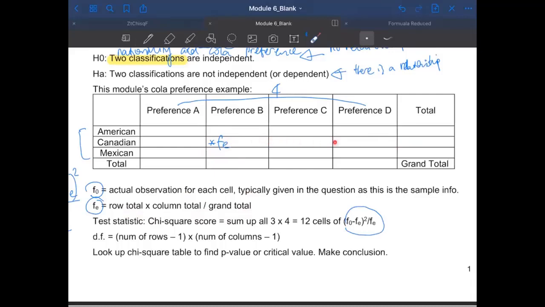You want to find the row total right here. You have to figure out this cell. And then the column total, you just go straight. This is the column total. And the grand total is nothing but the total sum of the entire table, right? That's right here. So you're going to use this one, sorry, this one, multiplied by this one, divided by grand total, right? And you're going to do the same thing for each one of them. And then you're going to figure out the ratio.